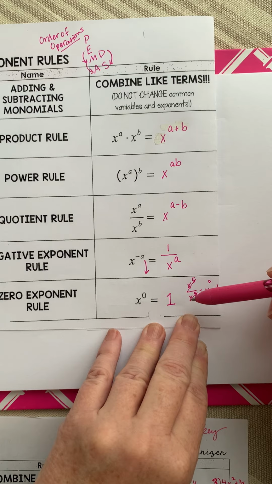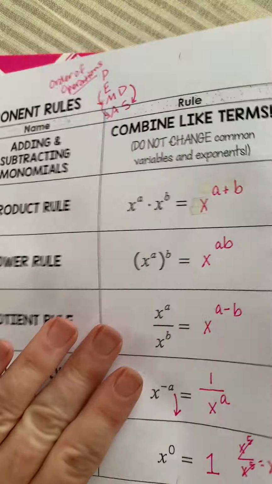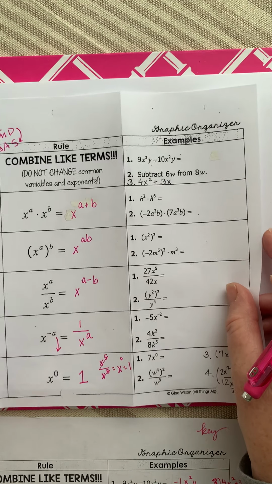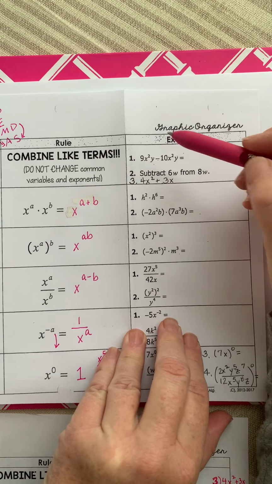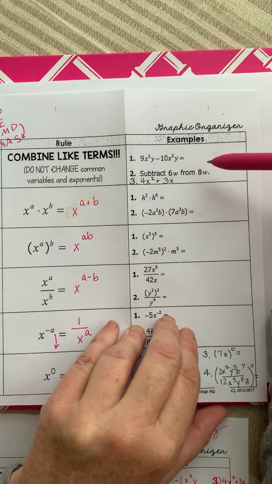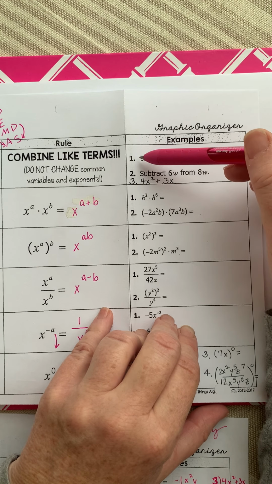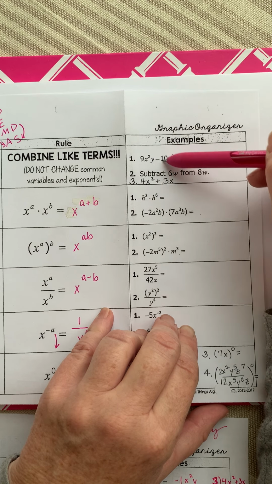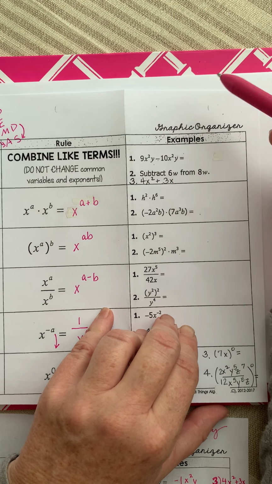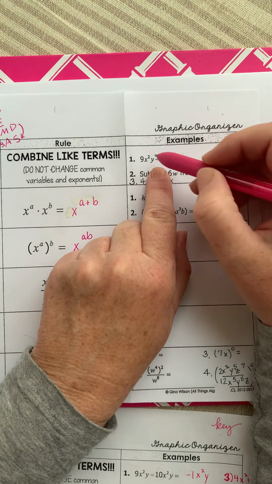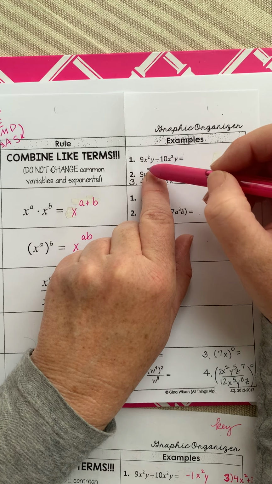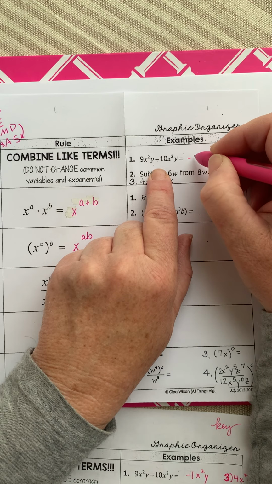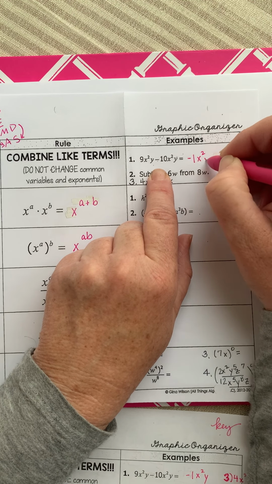Really need to see examples, okay? So I'm going to flip this open so that we can see the examples. Okay, so let's go through combining like terms examples, okay? So if we were combining these two, these are each called monomials because they're one thing. They don't have a plus or minus within them, but we're subtracting these. 9x squared y minus 10x squared y is going to be negative 1x squared y.